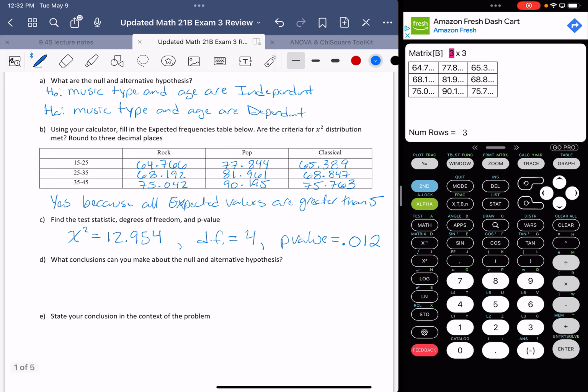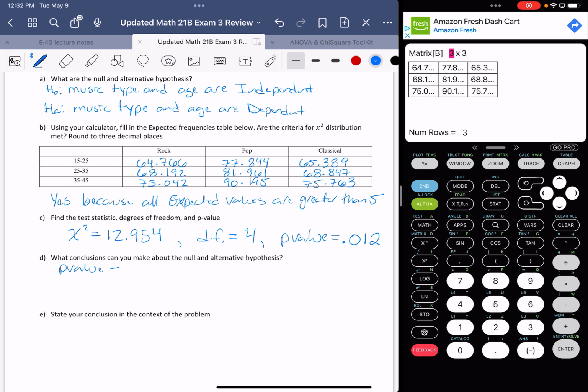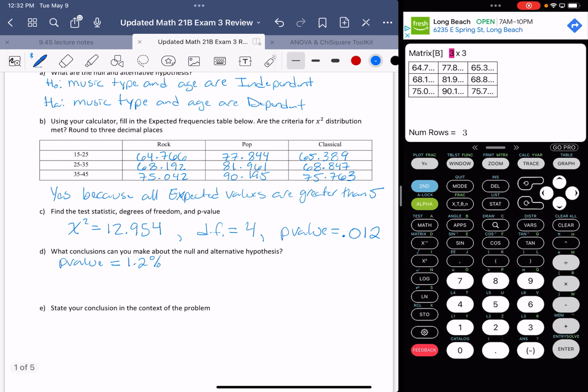Part D, what conclusions can you make about the null and alternative hypothesis? Well, you take your p-value, let's convert it to a percent. Be careful here. I think this is where I see a lot of students make a little simple mistake. They move the decimal incorrectly. So remember, I move the decimal twice to the right. That's 1.2%. What was our level of significance? 5%. So that's less than or equal to 5%. Is it statistically significant? Yes. So statistically significant, which tells us to reject the null and support the alternative.